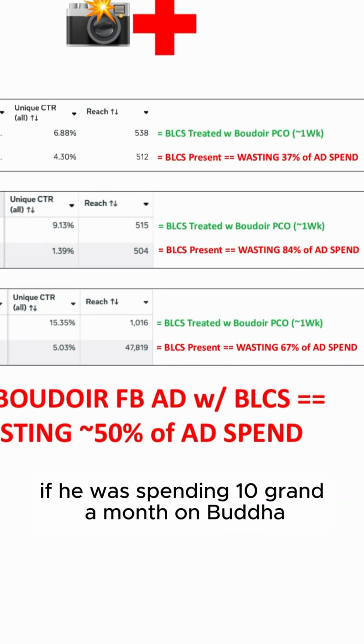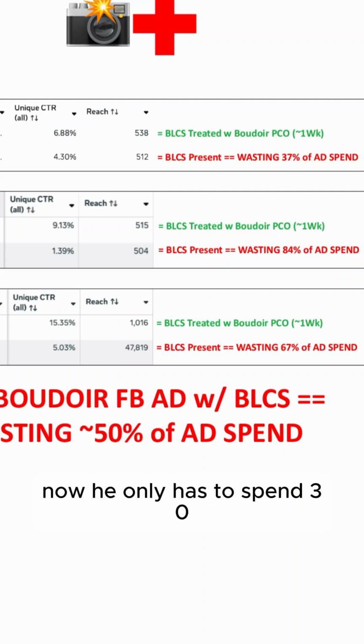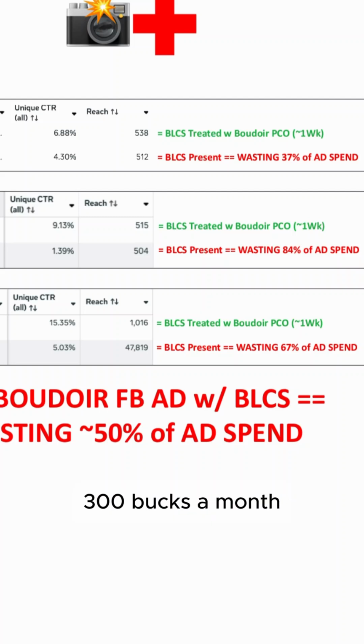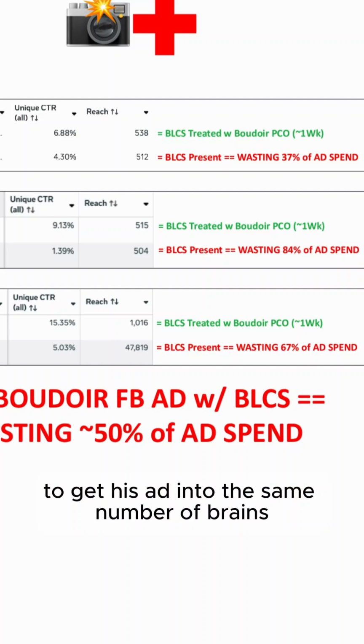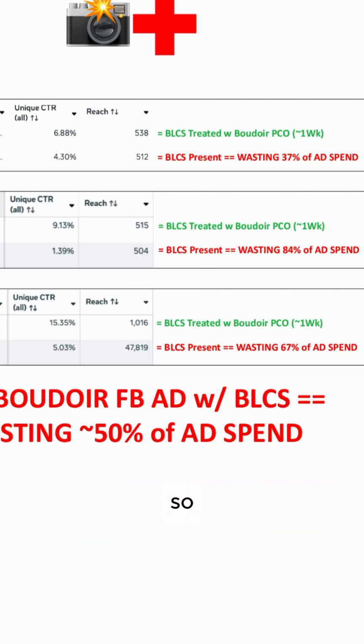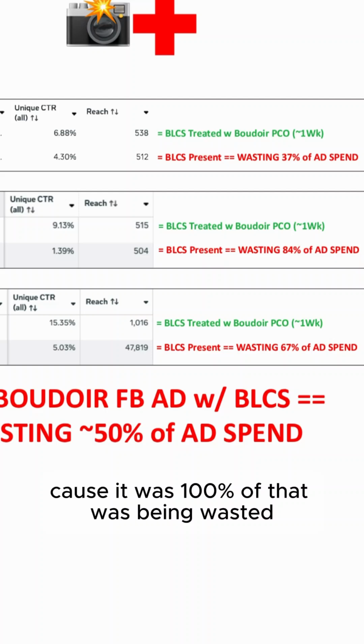So if he was spending 10 grand a month on Boudoir Facebook ads, now he only has to spend $3,300 a month with the Boudoir Pico treated ad to get his ad into the same number of brains. So that $6,700 a month he no longer has to spend, because 100% of that was being wasted.